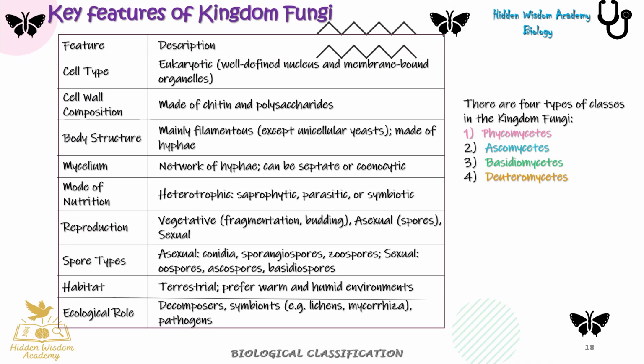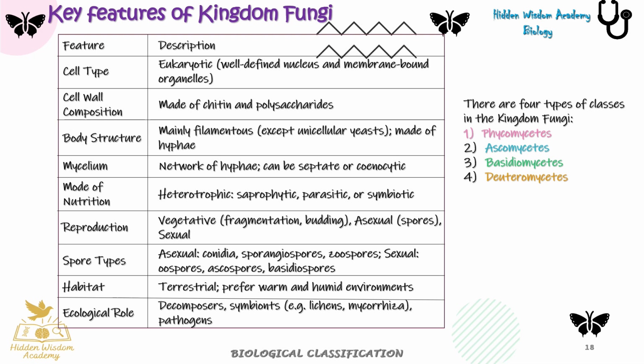Key features of Kingdom Fungi with their description. Cell type, they are eukaryotic, with a well-defined nucleus and membrane-bound organelles. Cell wall composition, they are made up of chitin and polysaccharides. Body structure, they are mainly filamentous except in unicellular yeasts, made of hyphae. Mycelium, that is a network of hyphae, which can be septate or cenocytic. Mode of nutrition, they are heterotrophic, that is saprophytic, parasitic, or symbiotic.